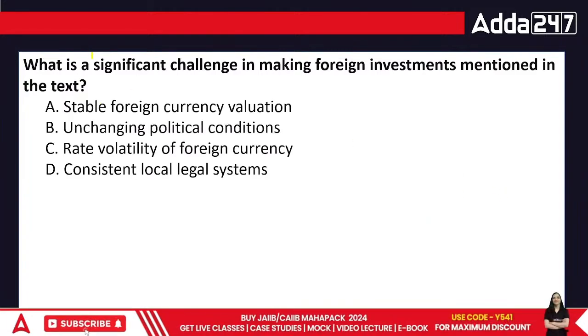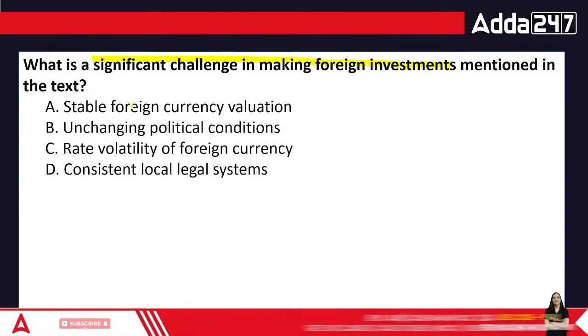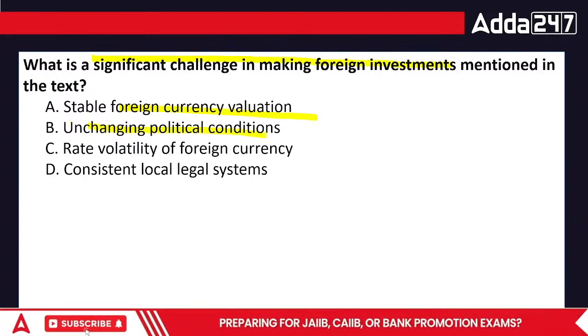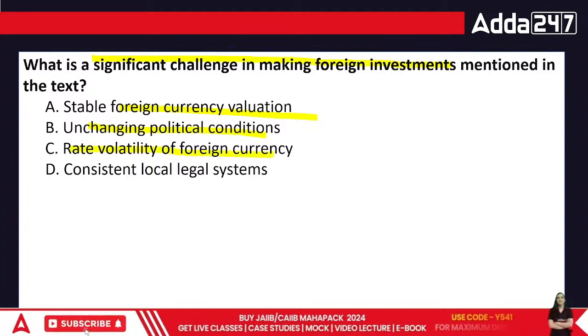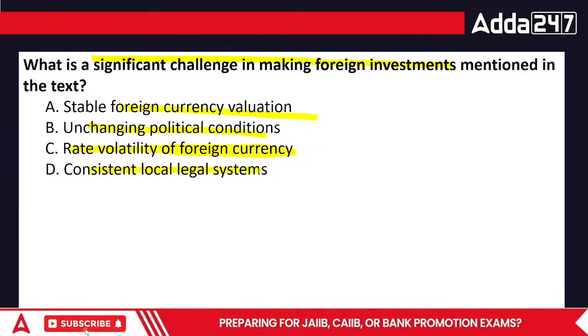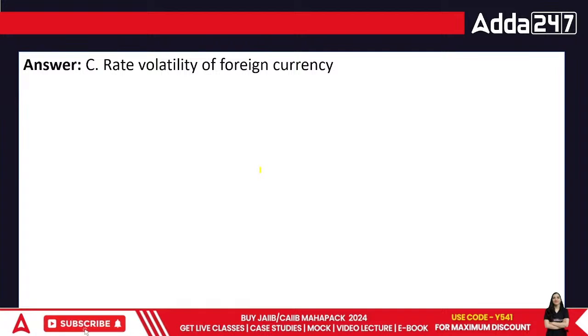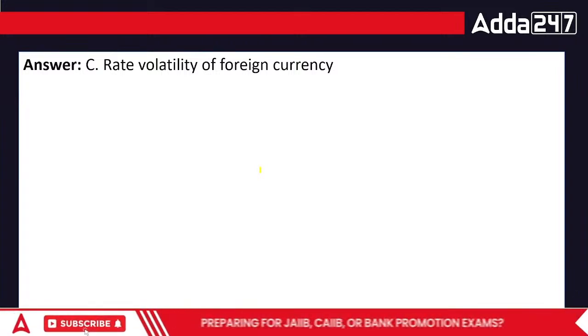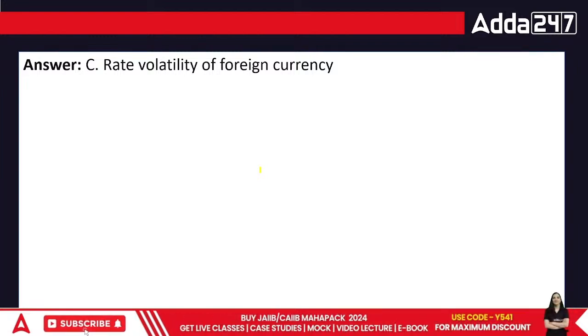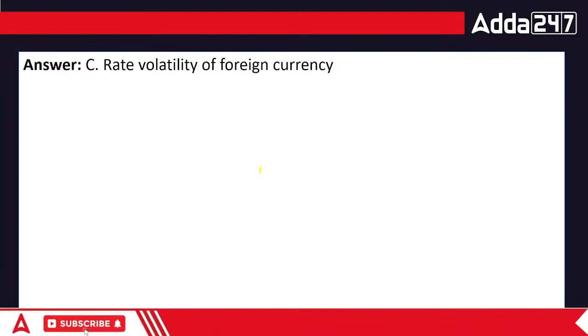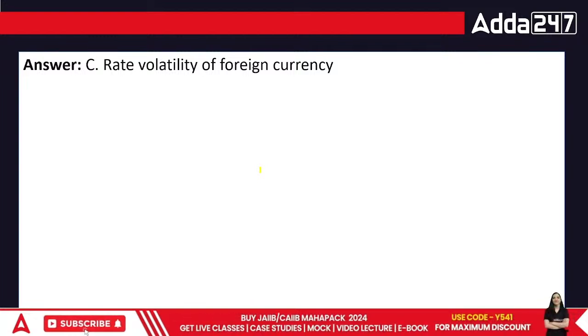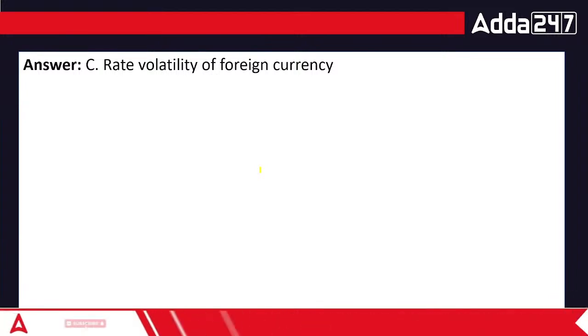Then comes, what is the significant challenge in making foreign investments? Stable foreign currency valuation, unchanging political conditions, rate volatility of foreign currency, or consistent local legal language. I think one of the major fears is the rate volatility of foreign currency. That's actually a genuine fear. At this point in time, maybe it is not worth a lot of money, but then it might increase or decrease in the upcoming future and can impact us.